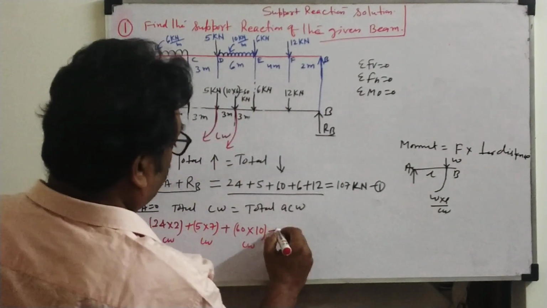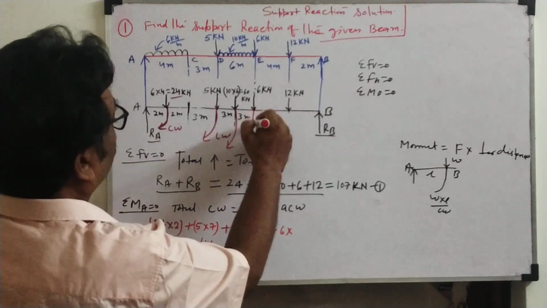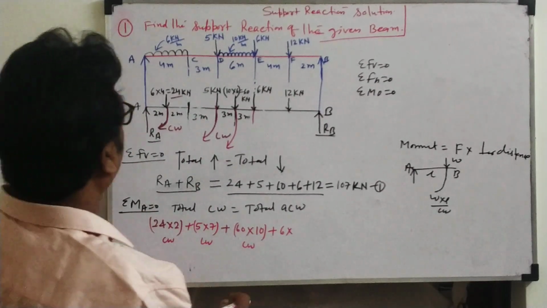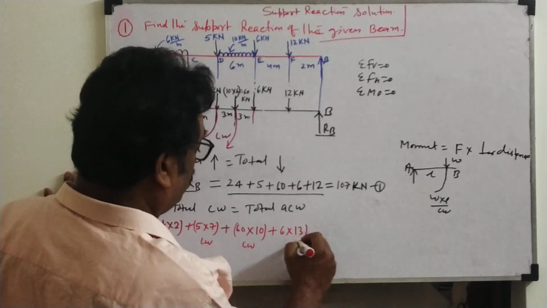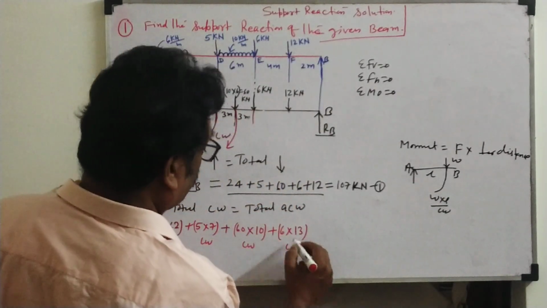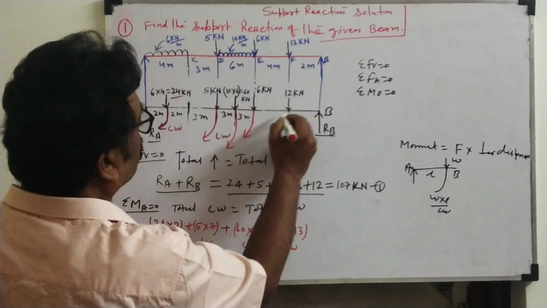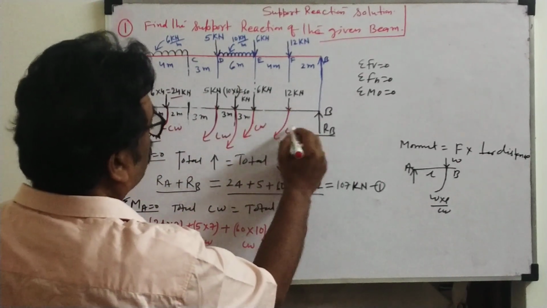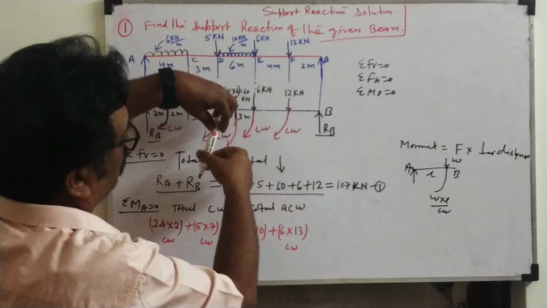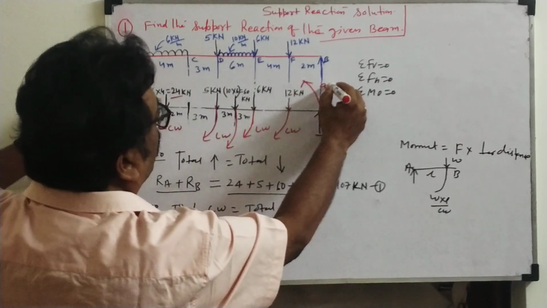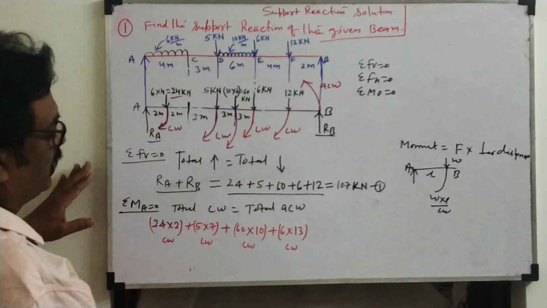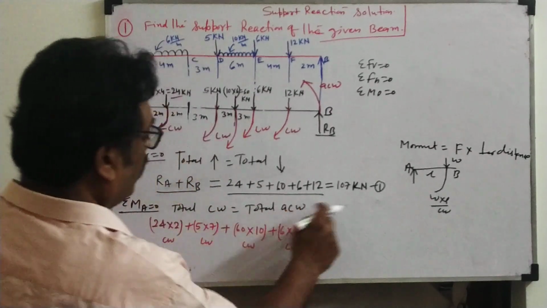Now 6 into, what is the distance? 6 is the distance up to there. So 3, 3, 6, 9, 9 plus 4, 13. So this is also clockwise. Now another rotation, clockwise. All rotations are clockwise. Now RB rotation will be anti-clockwise, because this point is fixed and RB pushes this beam in the opposite direction. So clockwise is equal to anti-clockwise.